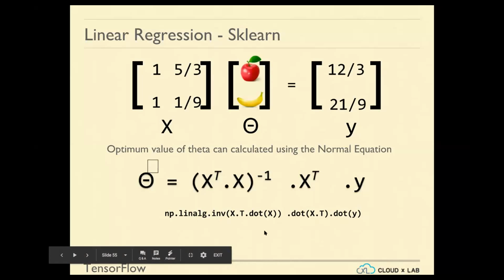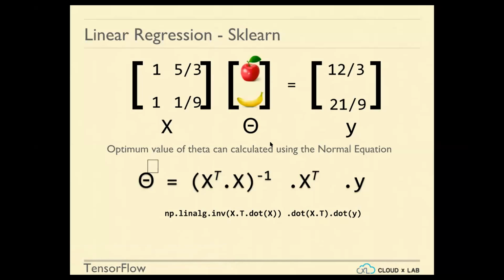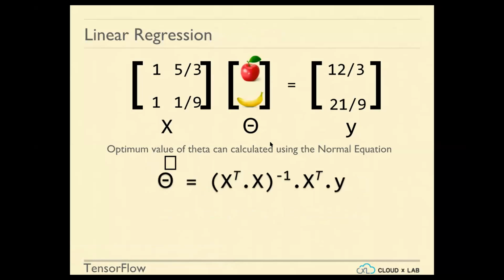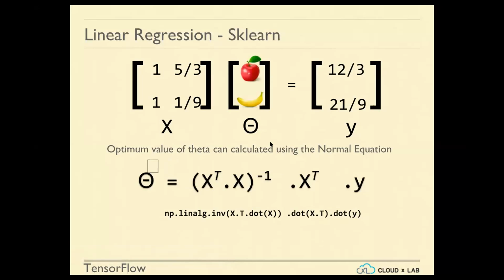Okay, so I hope this is clear to everyone. No? So most of the regression problems are about apples and bananas, right? So this is the way we can do it using scikit-learn.